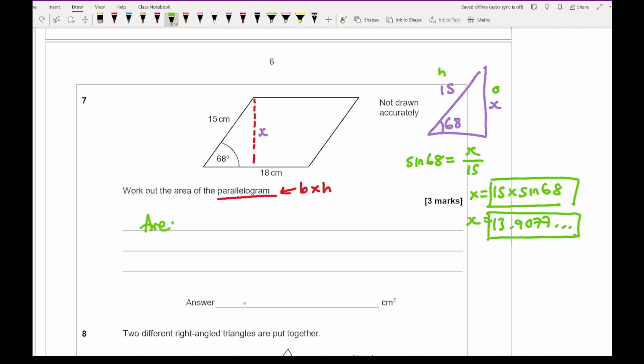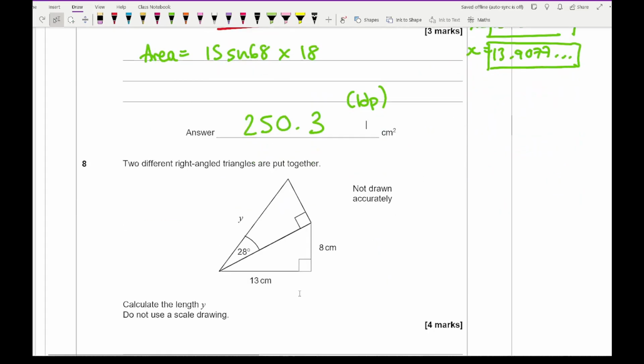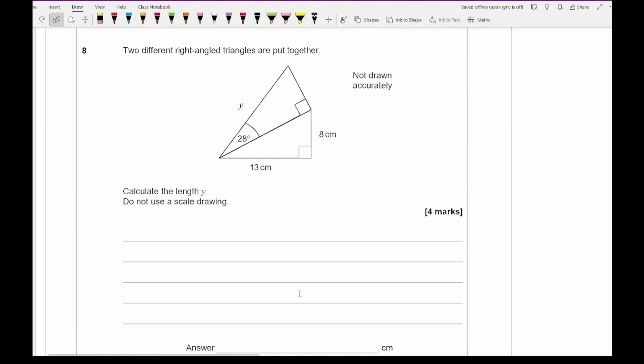So then the area is going to be 15 sine 60. I'm going to use the exact value multiplied by 18, as it's still on my calculator, and I get an answer of 250.3, and that's to 1 decimal place. Now, depending on your rounding, you might have an answer that's slightly off that 250.3, but again, that should be accepted. Then moving on to question 8, it says 2 right angle triangles are put together.